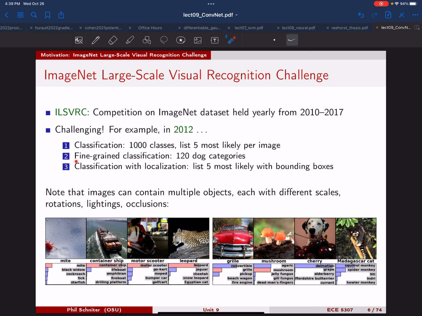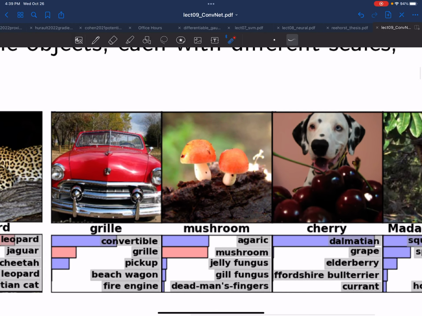Another competition they had that year was fine-grained classification, where it was all dog images, and there were 120 categories of dogs, and you had to design a classifier that could really figure out exactly what kind of dog it was from the image. And another competition was classification with localization, where it's not only just saying the image overall is this class, you have to provide bounding boxes. So maybe if this is a mushroom, you would want to provide a box like that or that or that. So you want to classify what's there, but also show where in the image that thing is.